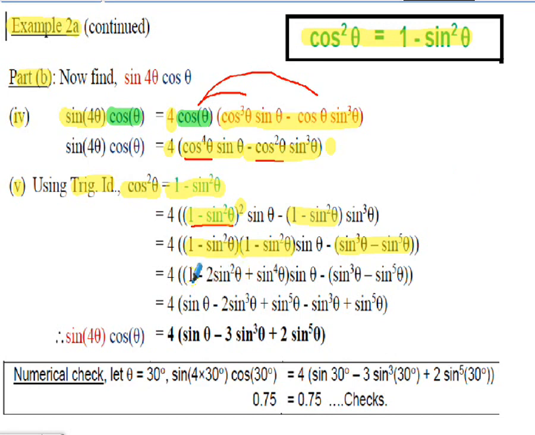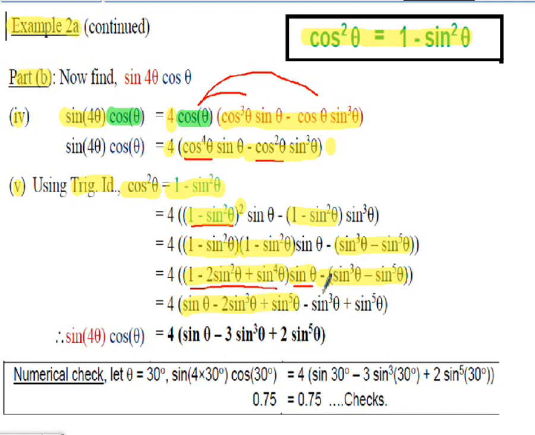On the next line, I've expanded the binomial brackets of 1 minus sine squared theta to end up with 1 minus 2 sine squared theta plus sine to the power 4 theta. Of course, that's still multiplied by the sine theta term there. I just repeated this as in the previous line. And on the next line, I'm multiplying this bracket here by the sine theta term to give me this expression here.